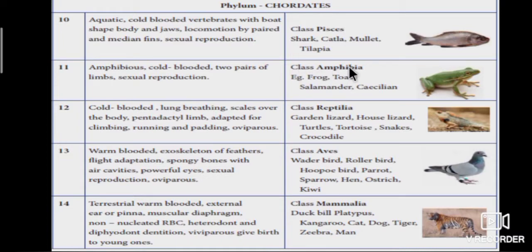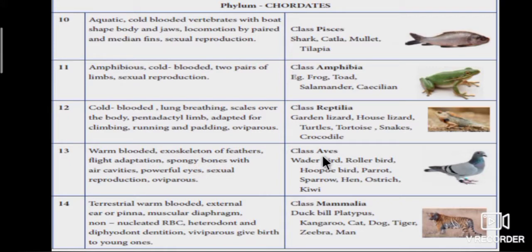Second class is Amphibia. It is amphibious, cold-blooded, two pairs of limbs and involves sexual reproduction. Frog, toad, salamander are the examples for Amphibia. Third class is Reptilia. It is cold-blooded, lung-breathing, scales over the body, pentadactyl limb, adapted for climbing, running and paddling. It is oviparous. Garden lizard, house lizard, turtles, tortoises are the examples for Reptilia.